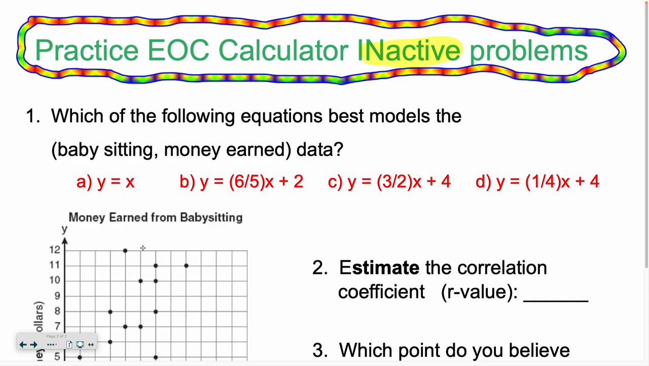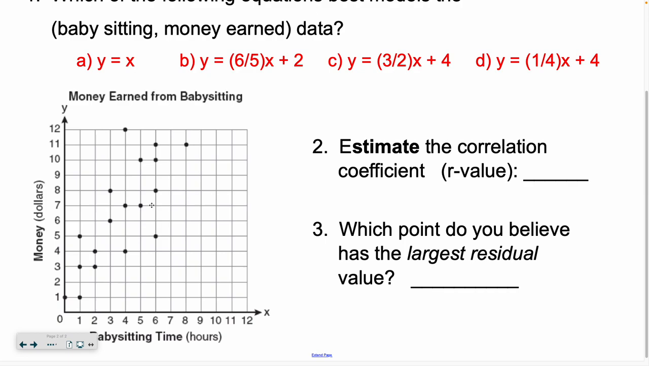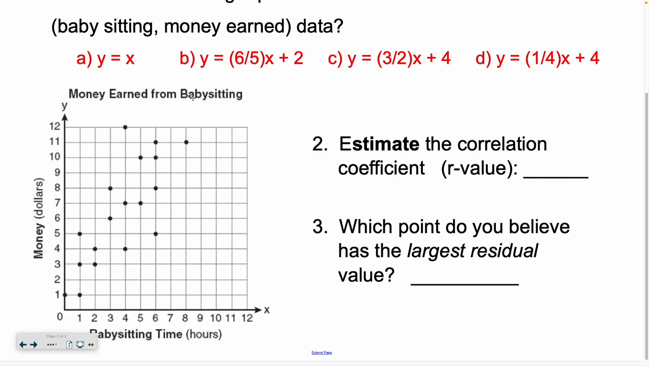All right. All three of these questions today are going to revolve around the following graph. So let's take a second and look at the graph. It is titled Money Earning from Babysitting. We can see the x-axis is our babysitting time in hours and how much money is earned. Obviously, as the time you spend babysitting increases, so does the money earned, which makes this a positive correlation.